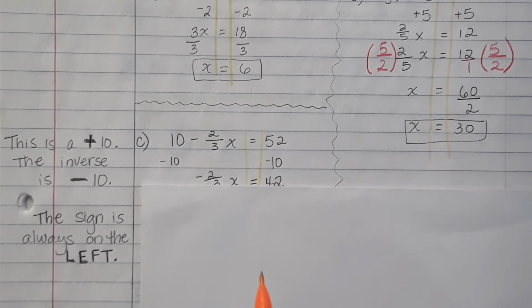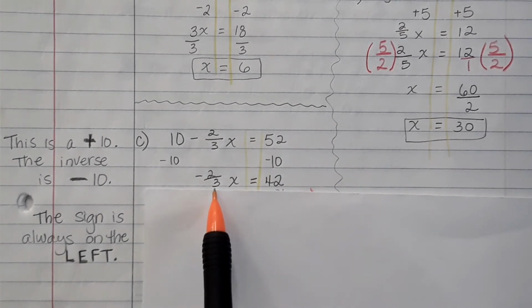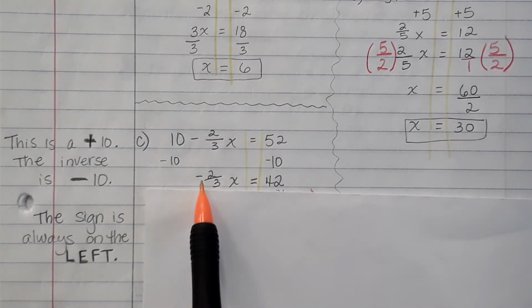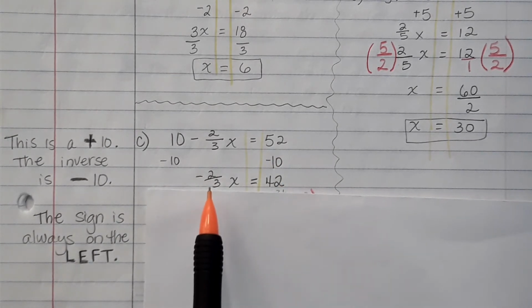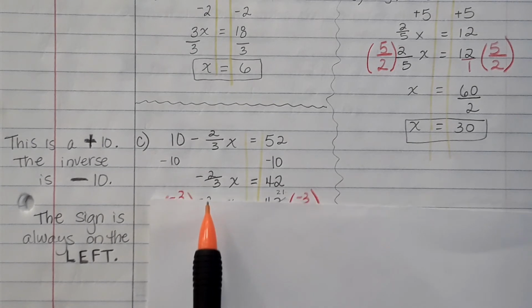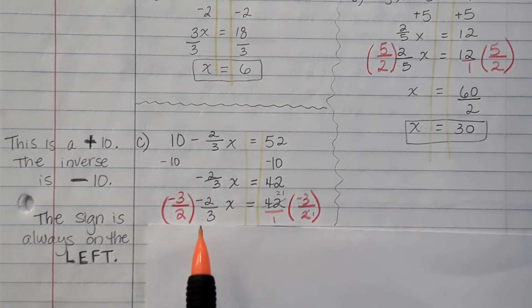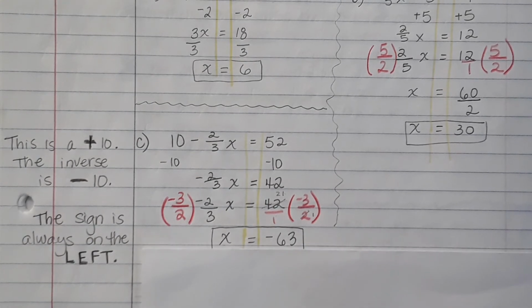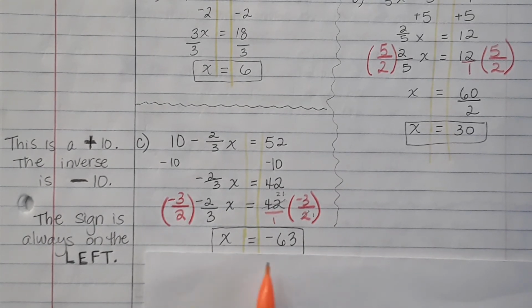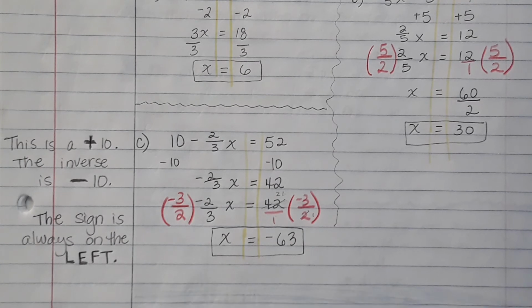So on the left, what remains is negative 2/3 x. Don't forget the sign stays with it. And on the right, we would subtract 10. Now, fraction coefficient again, multiply by the reciprocal. Don't forget that the negative stays in the numerator. And I simplified first this time since they were larger numbers. And my final solution is x equals negative 63.